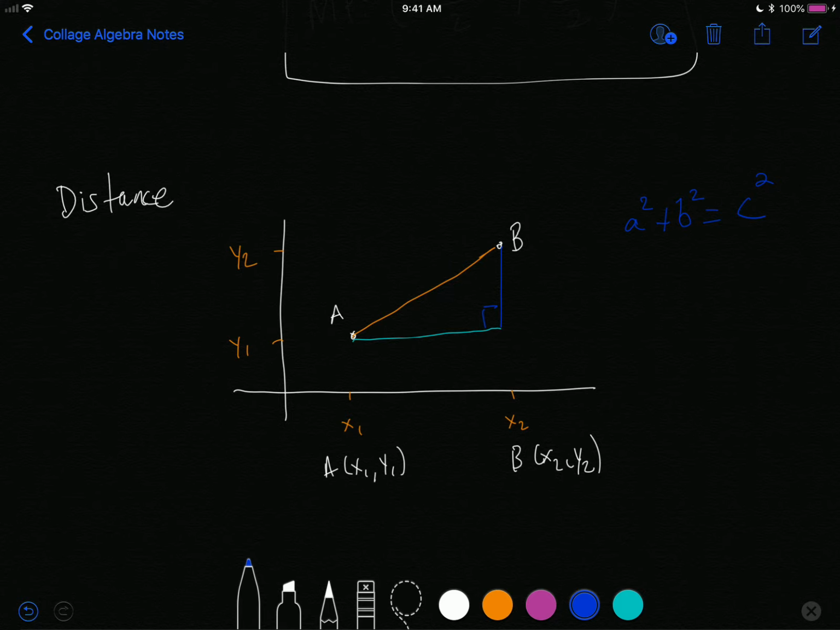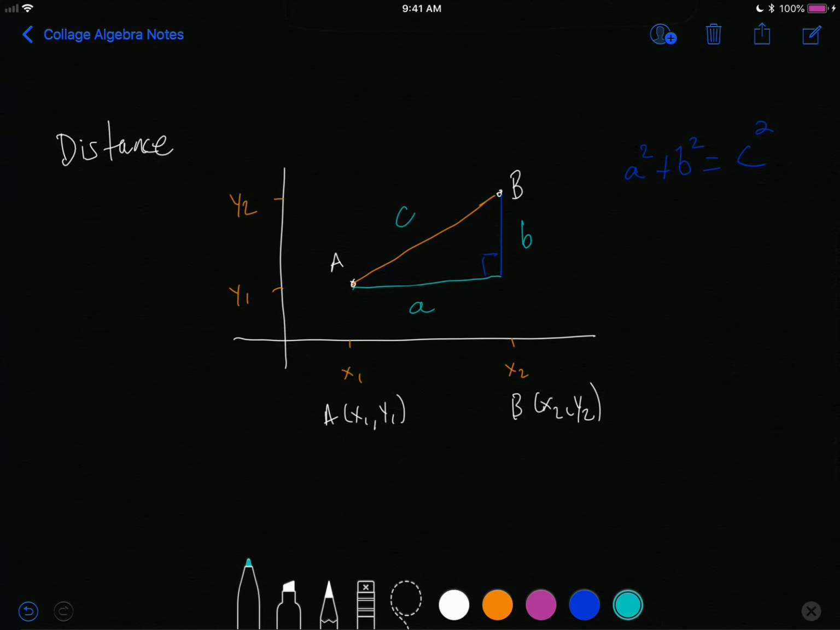And by considering that theorem, I can go ahead and figure out what my distance is going to be. So this side right here is the length C, this side right here is the length A, and then this side right here is my length B. And based on my picture, A is the distance between these 2 points. Well, if you want to find the distance between, you need to subtract. And so A is going to be x2 minus x1.